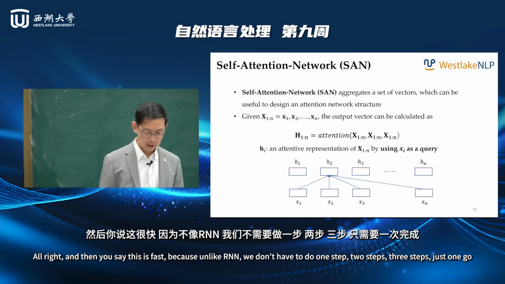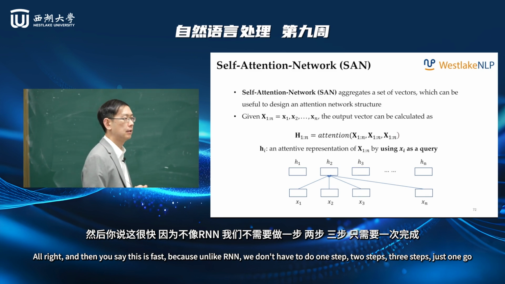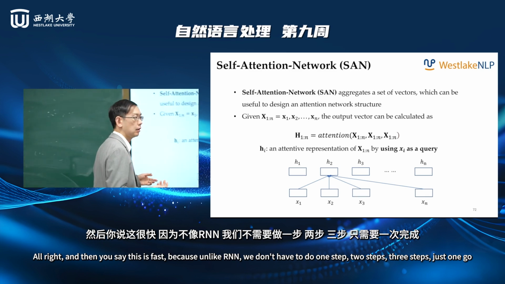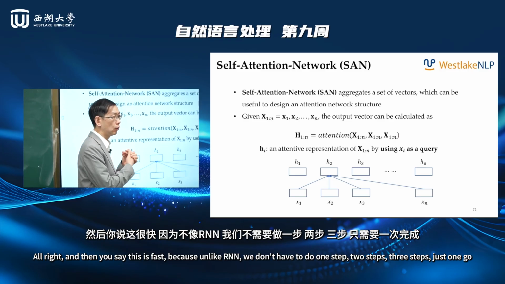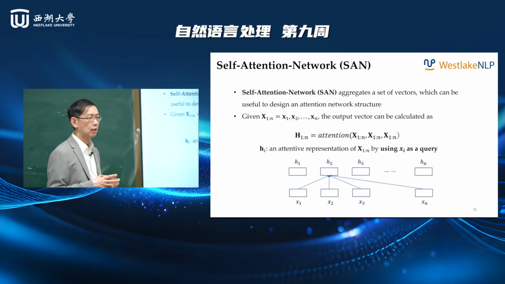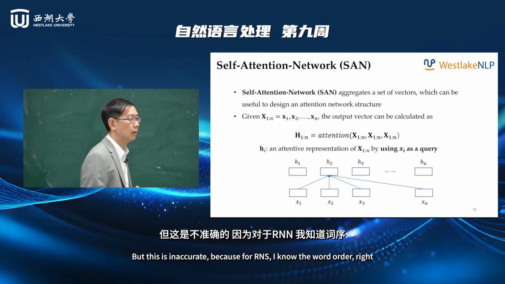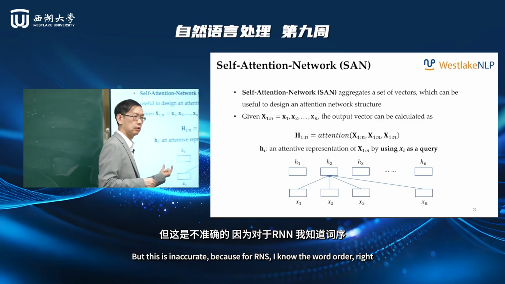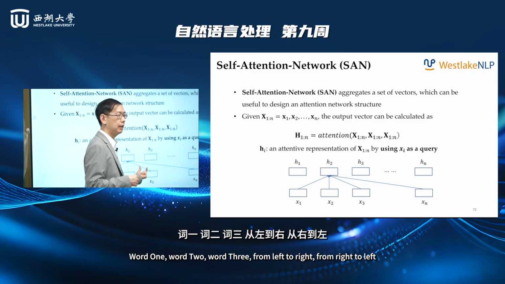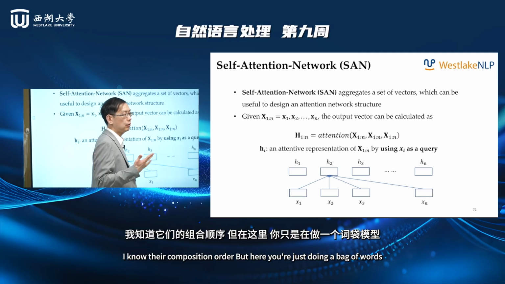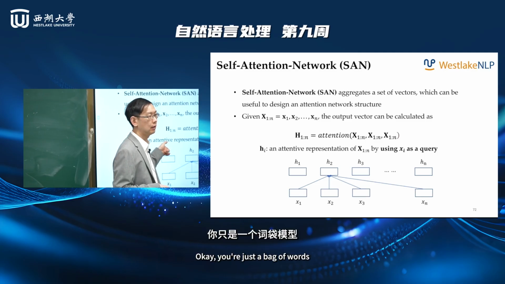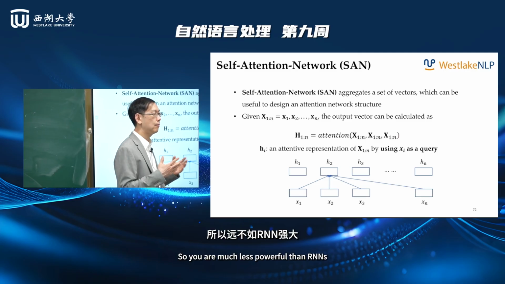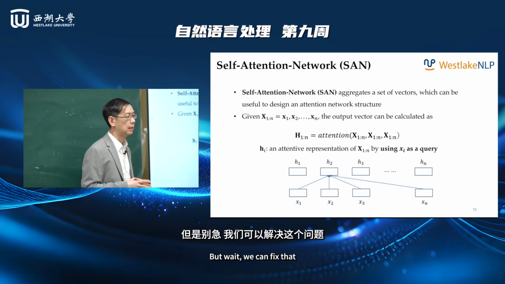All right, and then you say, this is fast, because unlike RNN, we don't have to do 1 step, 2 steps, 3 steps. Just one go. But this is inaccurate, because for RNNs, I know the word order: word 1, word 2, word 3, from left to right, from right to left. I know their composition order. But here, you're just doing a bag of words. So you're much less powerful than RNNs. But wait, we can fix that.